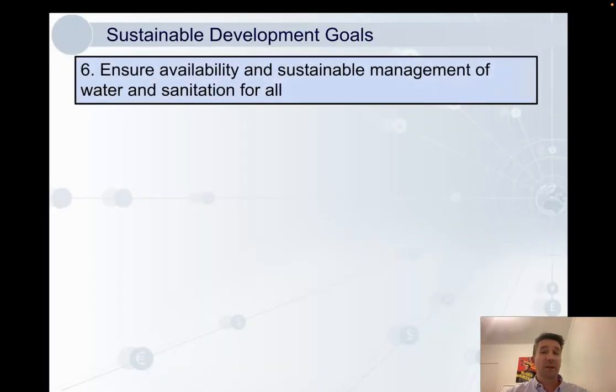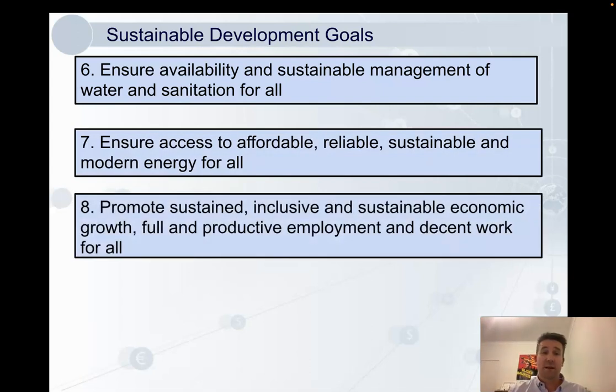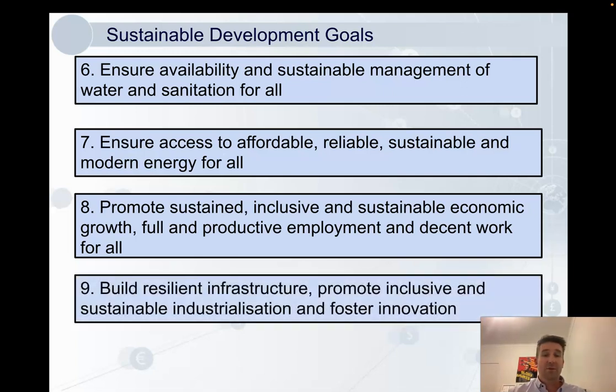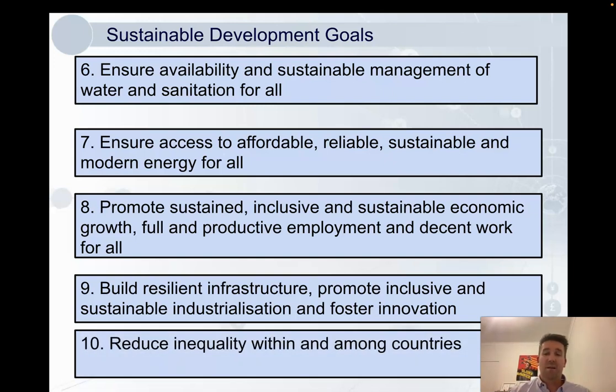Number 6, ensure availability and sustainable management of water and sanitation for all. Ensure access to affordable, reliable, sustainable, and modern energy for all. Promote sustained, inclusive, and sustainable economic growth, full and productive employment, and decent work for all. So you notice a bit of a theme here, for all. This in itself really talks about equality, doesn't it? Build resilient infrastructure and promote inclusive and sustainable industrialization and foster innovation. Reduce inequality within and among countries. So we've talked about inequality, but you can see it's a common theme in these goals.